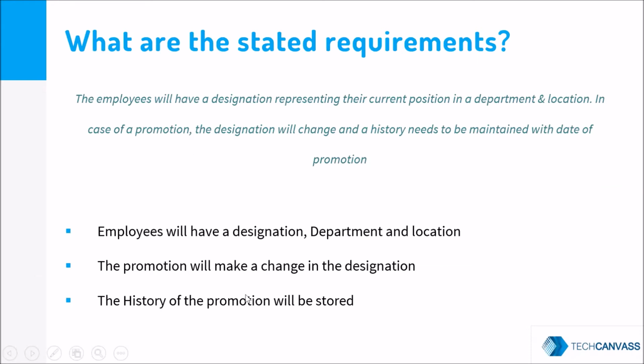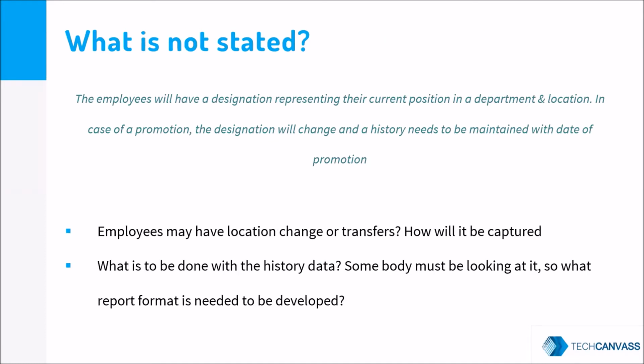Now, what is not stated and what could be implied from the requirements which are stated explicitly? When we read it carefully, we understand that a designation change because of a promotion may also result in a location change, because sometimes with a promotion, employees are transferred to a location, for example, to have an independent charge of a branch. Does it need to be captured? That's a possibility of a hidden requirement.